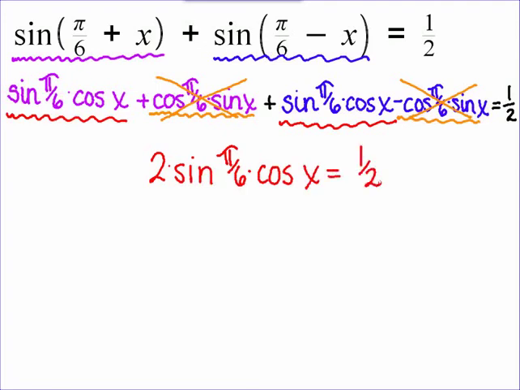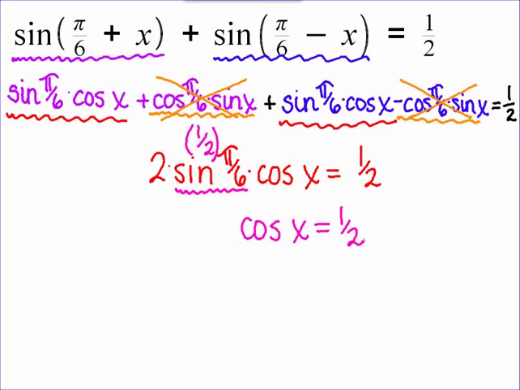Now remember, my goal again was not to get 1/2 equals 1/2. It's going to be to solve this equation. Ideas? Yep, sine of pi over 6, I know from my sheet, is 1/2. So if I plug in 1/2 in for that, I end up getting 2 times 1/2, which is what? 1. So what am I left with on the left side when all is said and done? Cosine of x. And that's going to equal 1/2.